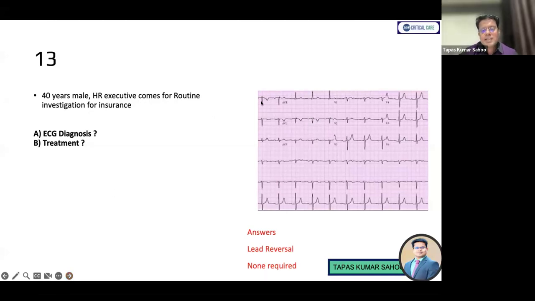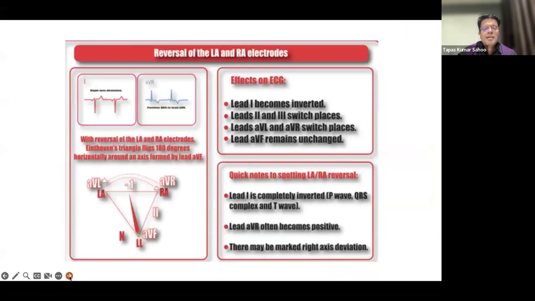You can see the classical finding: the P wave, QRS, everything is negative in lead 1, and nothing is required. Treatment is nothing. So reversal of LA and RA electrodes. What happens? Lead 1 becomes inverted. Everything would be negative. Lead 2 and 3 switch places, and you will get the leads AVL and AVR. So that would be switching the places. You can see AVR would be all positive. Lead 1 will be negative.